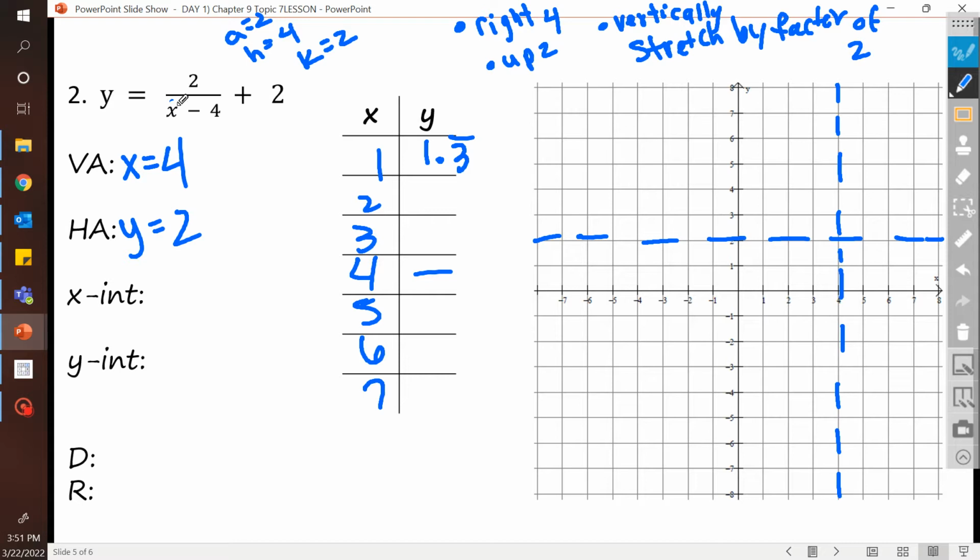Okay, let me plug in 2. So 2 over negative 2 plus 2. So negative 1 plus 2, that's 1. Let me plug in 3. So 2 over negative 1 plus 2, which is 0. Okay, let me move to the other side of the asymptote. So 5. So 2 over 1 plus 2. 2 plus 2, that's 4.